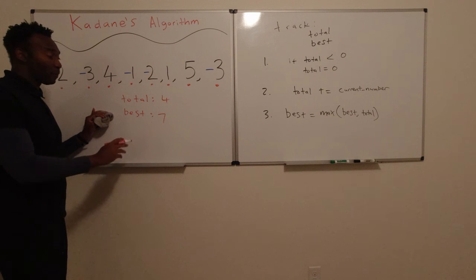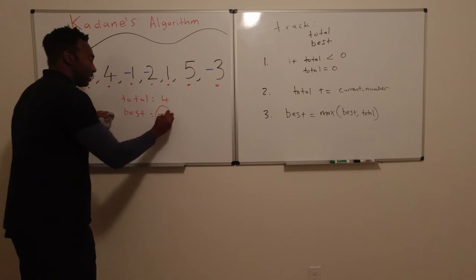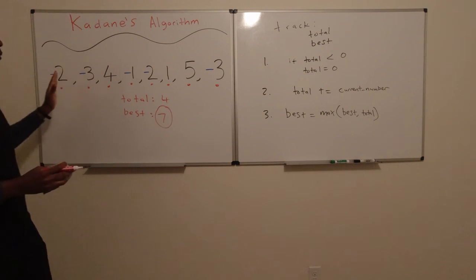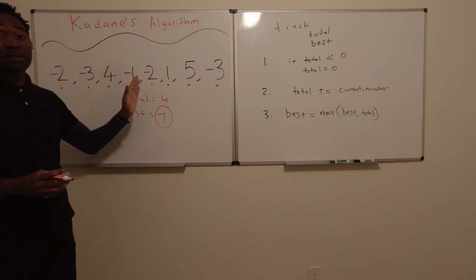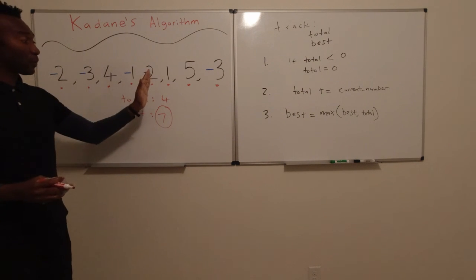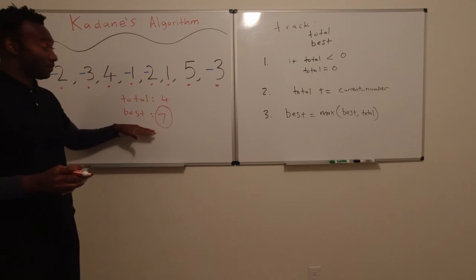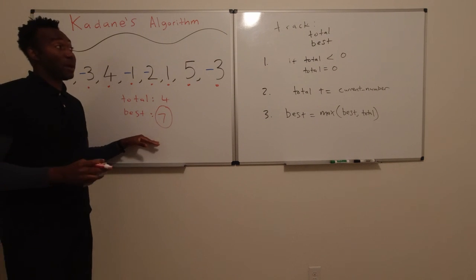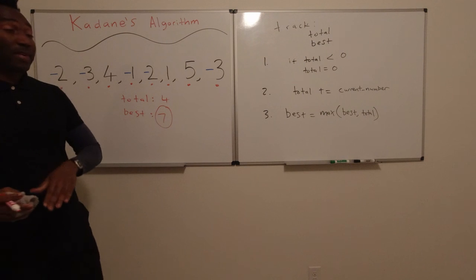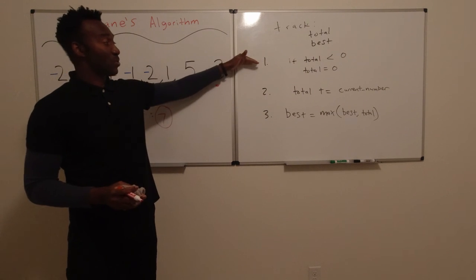So keep this in mind. As you see here, we have a 7. What does this mean? This means that if you were to find every single possible subarray that you can have here, the largest value that you can have as a sum would be a 7. And we did this by using Kadane's algorithm that was described by these 3 steps.